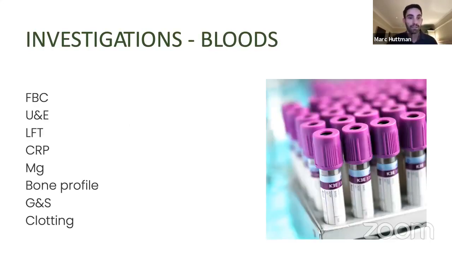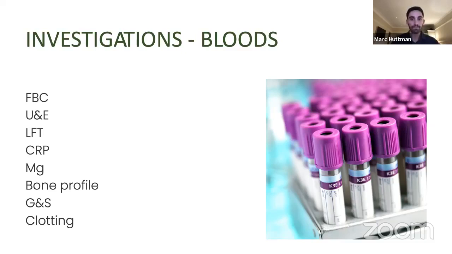Bloods, so you want full blood count, U&Es, LFTs, all the normal ones basically, and you want to know what their electrolytes are doing. Group and save and clotting, more to do with operation. So if you think you might be operating on them, or if they're losing a lot of blood, you're going to need to group and save plus or minus a cross match if you're going to transfuse them there and then.